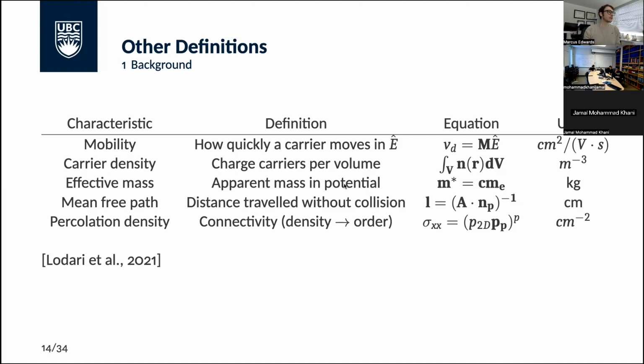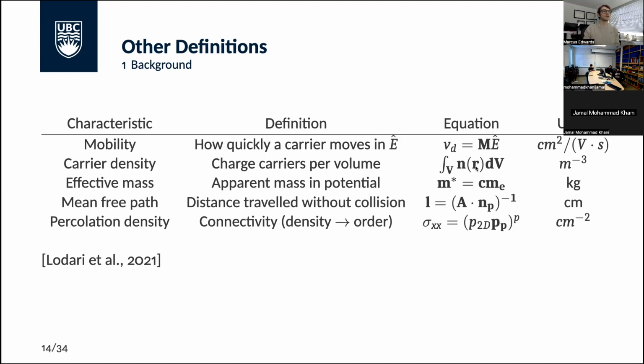Then we have mean free path, which is the distance traveled by a particle through the material without collision on average, and the percolation density, which is connectivity at the scale of the material. And greater connectivity at the scale of the material actually implies more order. So if we have more disconnected pieces throughout the material, we're going to have more disorder. And that connects back to our definition of disordered materials.